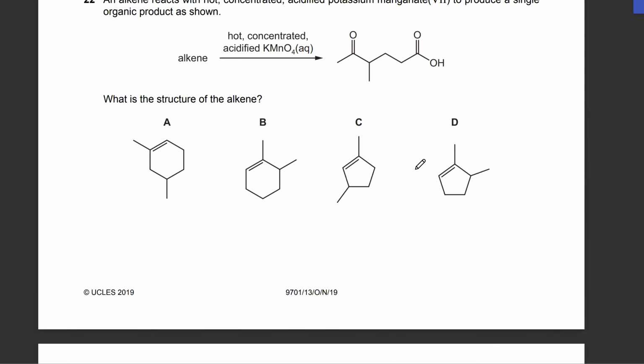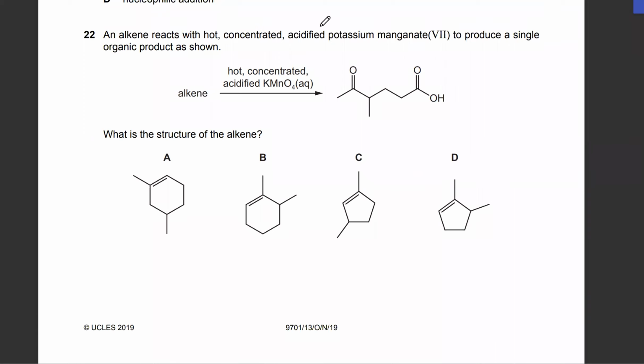So this one: an alkene reacts with hot concentrated acidified potassium manganate 7 to produce. Now this is strong oxidation. So the alkene is undergoing strong oxidation. What happens in strong oxidation?